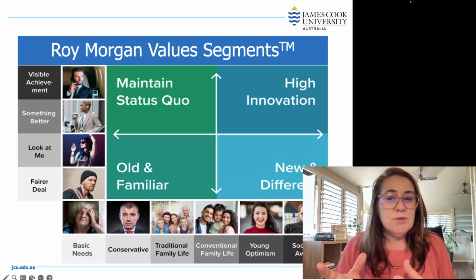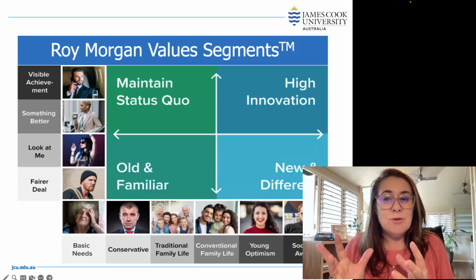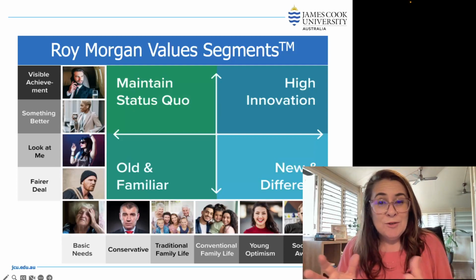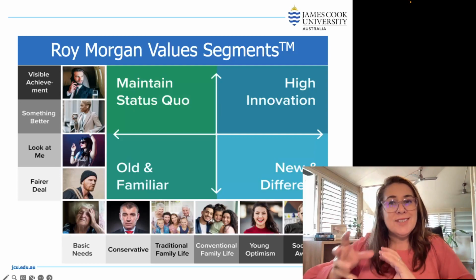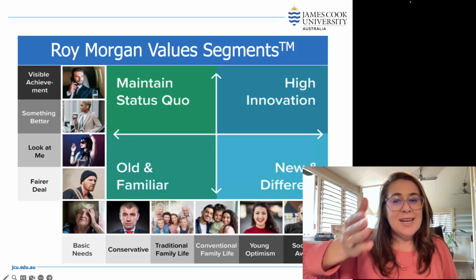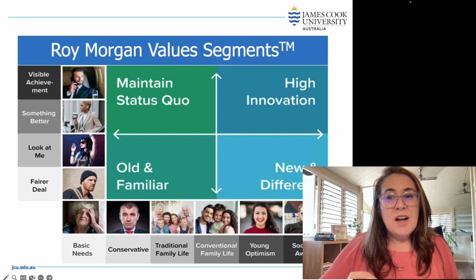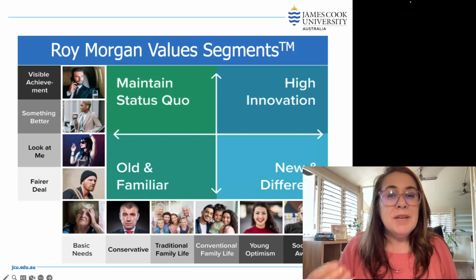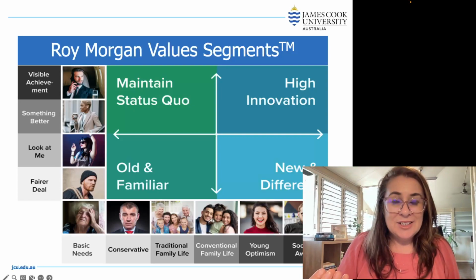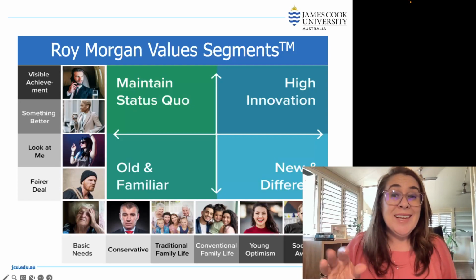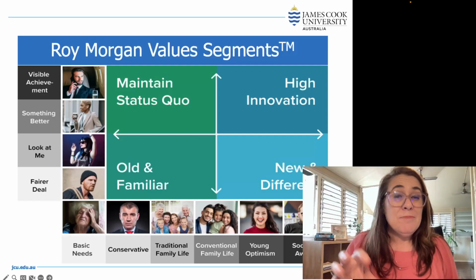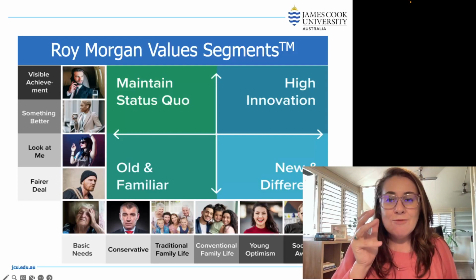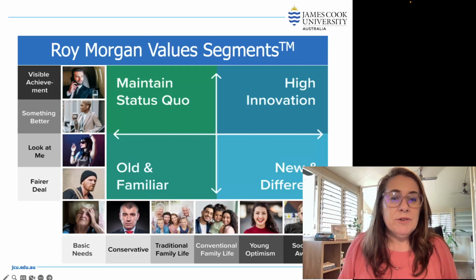Because they're derived from Roy Morgan's single source, the value segment can be used to drill down even further with profiling people's leisure activities, their preferred brands, and the media that they consume. And it's well worth having a look at this website to get a better understanding of the value segments of the different segments of people in our community.